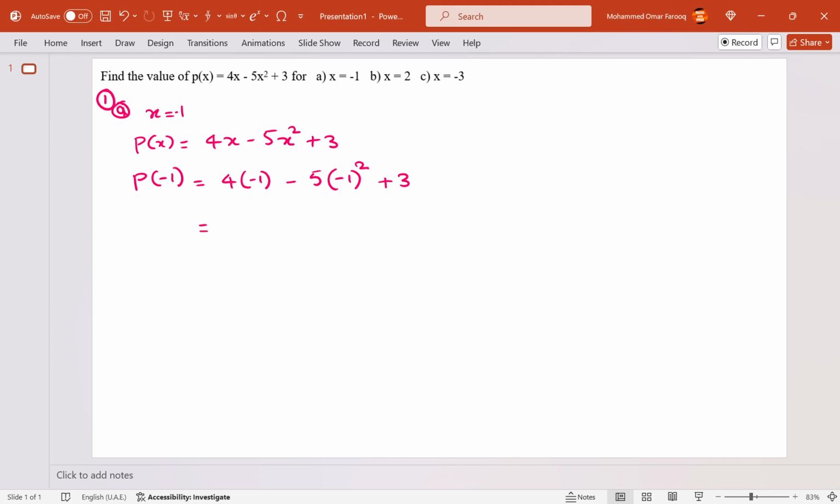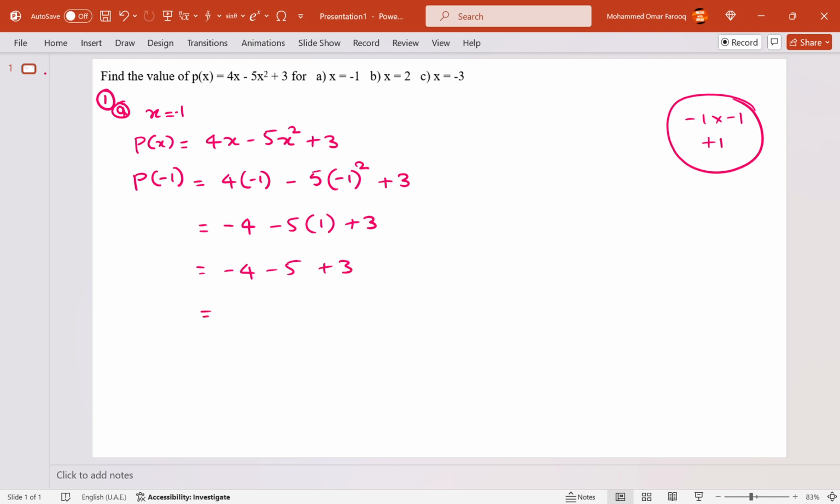Okay, so that is equal to 4 times minus 1 is minus 4. Now minus 5 multiplied by minus 1 whole square, minus 1 into minus 1, minus into minus, plus 1 ones are 1. Those who are not confident about calculations, please do it in rough like this, otherwise you will make mistakes in calculation. So minus 4 minus 5 plus 3.